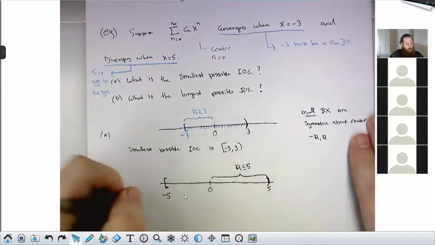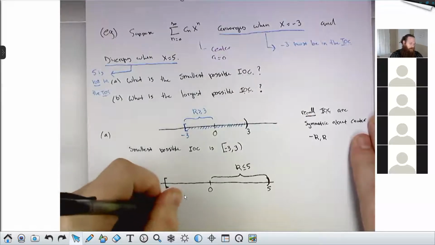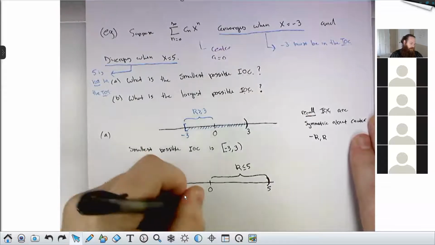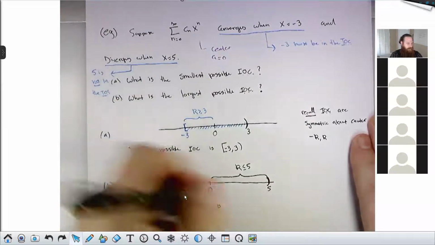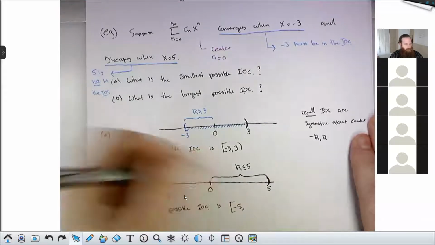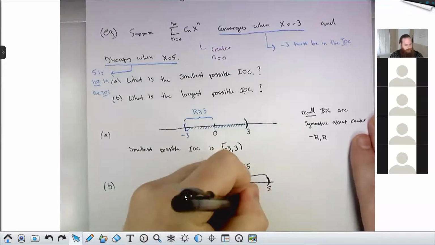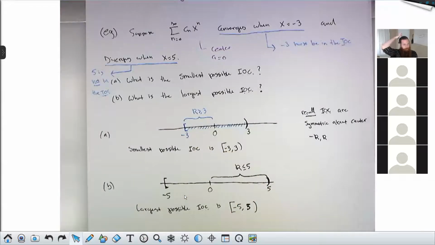So my largest possible IOC is the left closed, right open interval. That's just a coincidence that they both ended up left closed, right open. -5 to 5, like this.